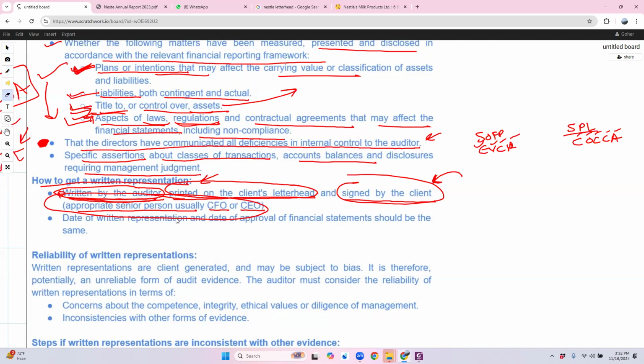Yes. Great. So if I move forwards now, date of the written representation and date of approval of financial statements should be the same. Why? So to make sure that nothing happened between the written representation and the date the financial statements were issued. What if management takes some kind of leverage and says there were a lot of changes made, and you haven't taken any written representation for that? To make sure management can't say that, the date of the written representation and the date the financial statements will be given to the people, both of those should be the same.